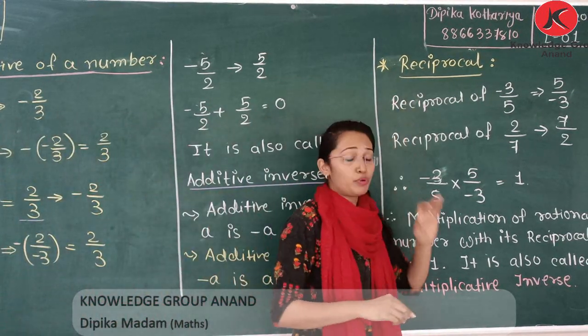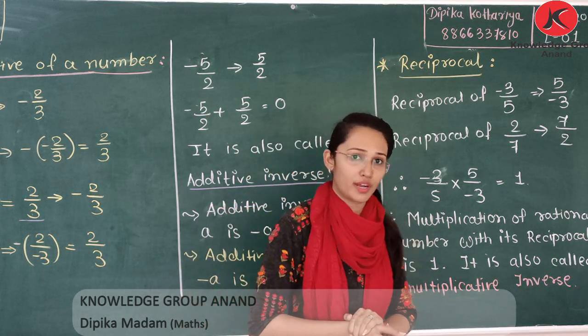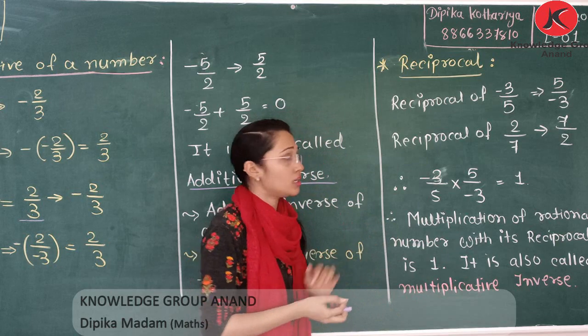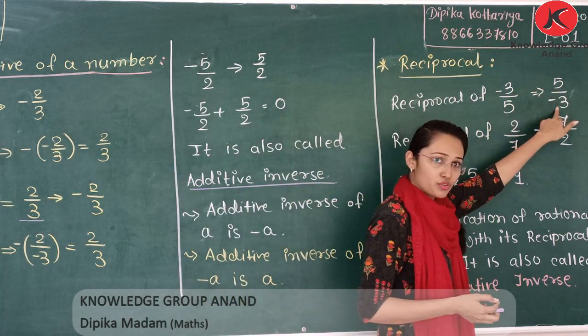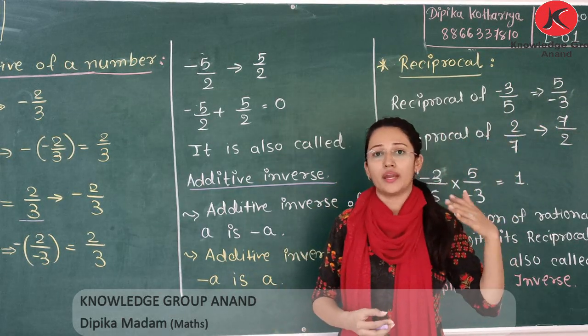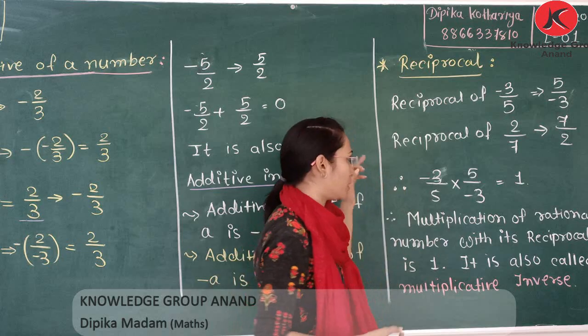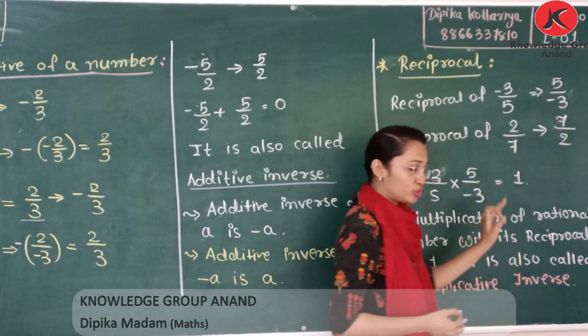Next, reciprocal of rational number. We already learned what is a reciprocal in a fraction. Same concept is here. Reciprocal of -3 by 5 will be 5 by -3. Means whatever numerator will be there, it will be denominator and denominator will be numerator. Reciprocal of 2 by 7, that is 7 by 2.